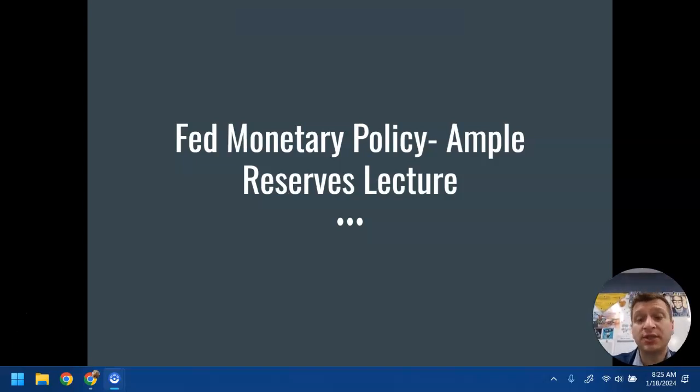All right, everybody. So today we are going to be talking about the ample reserves regime. So we've already talked about the limited reserves regime. This is the updated version of what the Fed does, and it's going to be split into two different parts: the simplified version, what the AP test wants you to know, and the real-life version. So if you take this course in college or continue on in economics, you'll know what's happening in a more real sense. So let's get to it.